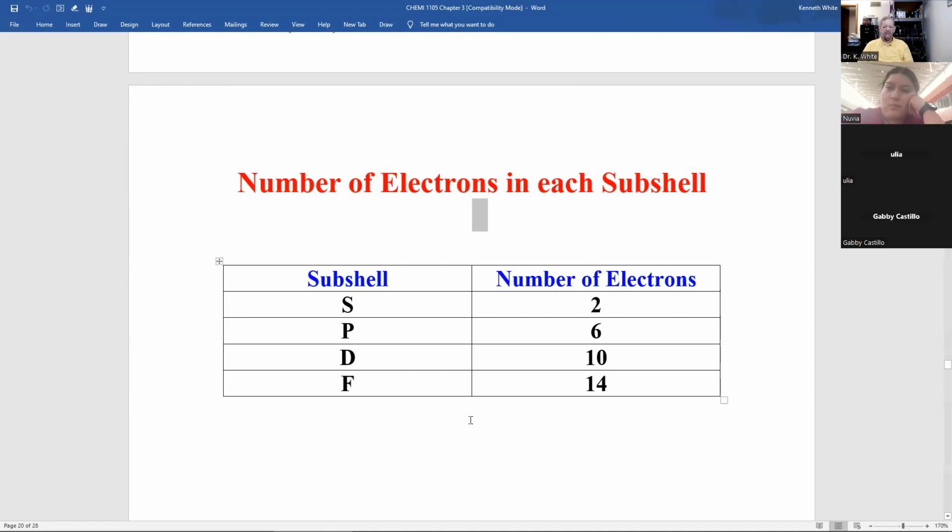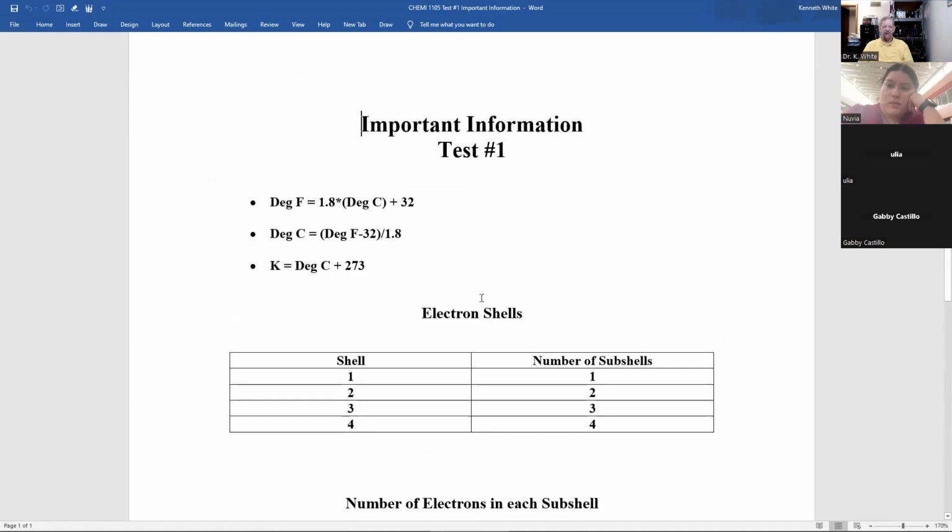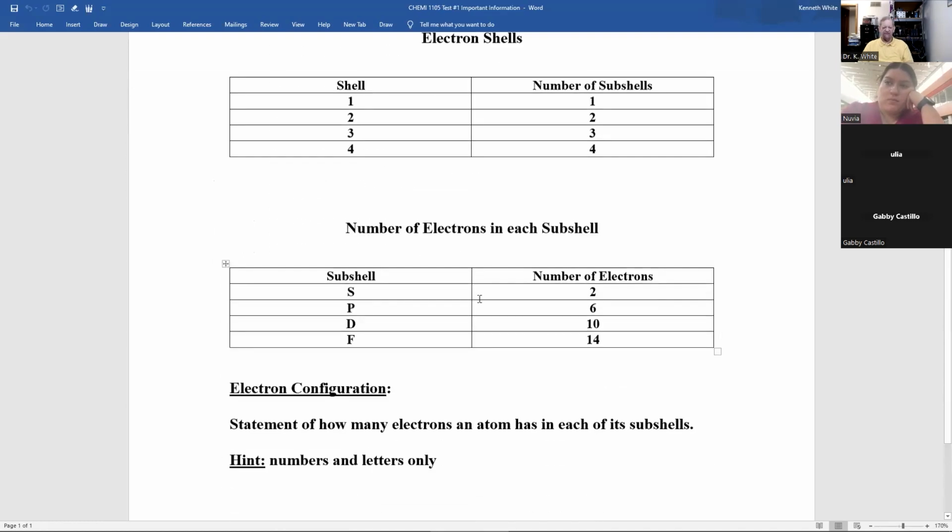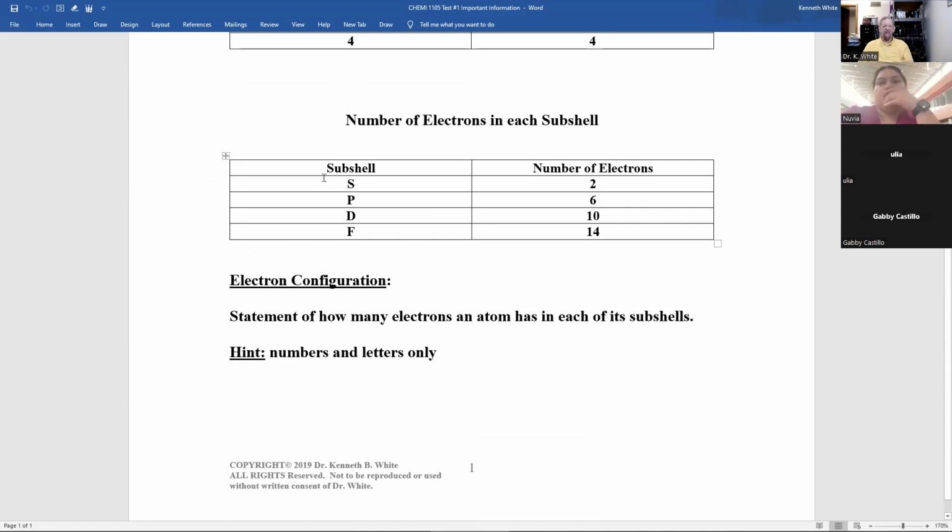But good news, that's also in the important information for test number 1. Here's that same table, same maximum number of electrons. I actually should change this to max number of electrons, and I will before you get the test. I just always call this number electrons, but it really is maximum.